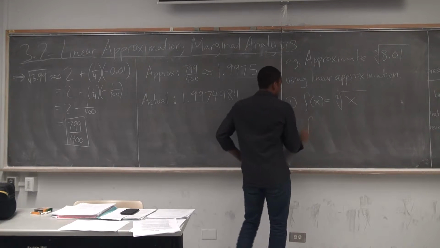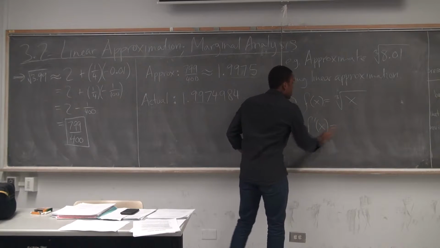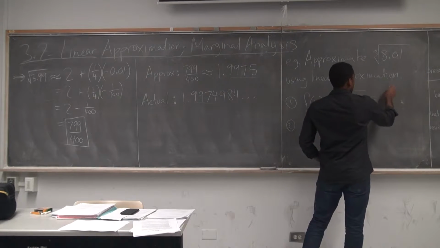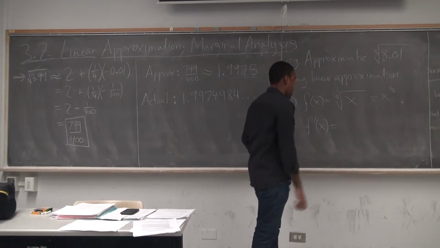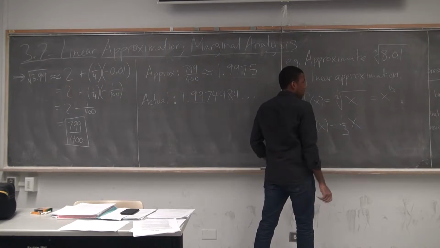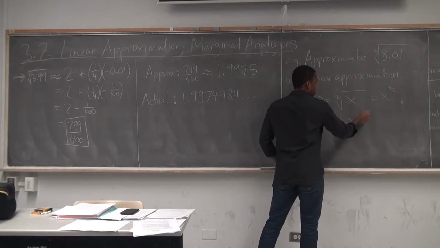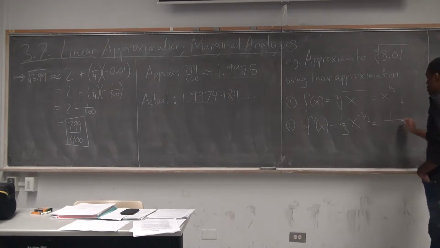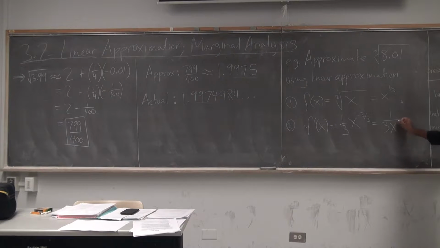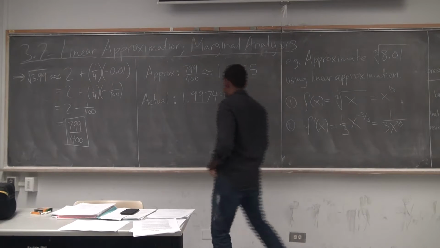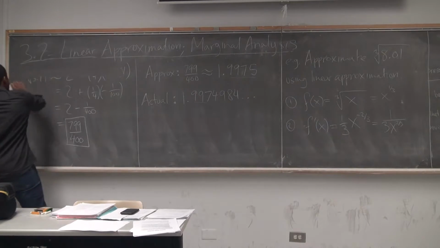2. Find the derivative. F prime of x is, in this case, right, so I think of this as x to the 1/3, so I can use the power rule, and what do I get? Right, or I can rewrite this as 1 over 3x to the 2/3. So that's my derivative.